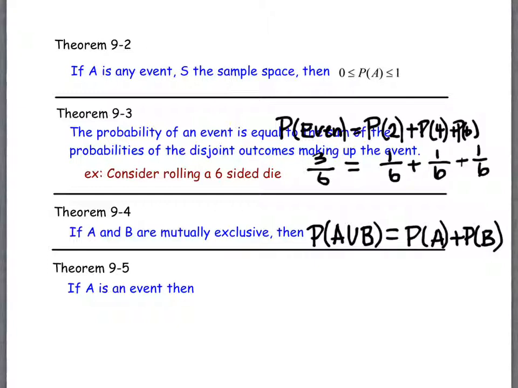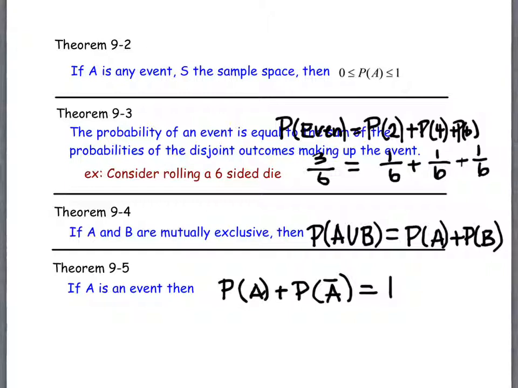So if A and B are mutually exclusive, then we have this theorem. Now, A and B are not always mutually exclusive, so I'm going to show you what happens on the next slide when that's not the case. But there's one more theorem right here, Theorem 9.5. If A is an event, then the probability of event A plus the probability of event A complement equals 1. So again, some notation from Math 1: A with the bar on it means complement. It means everything not in A.